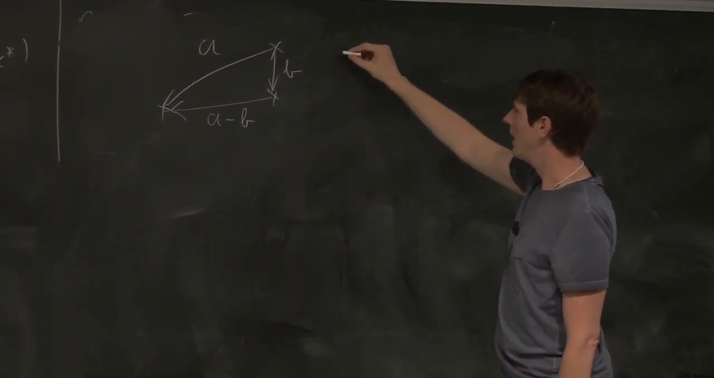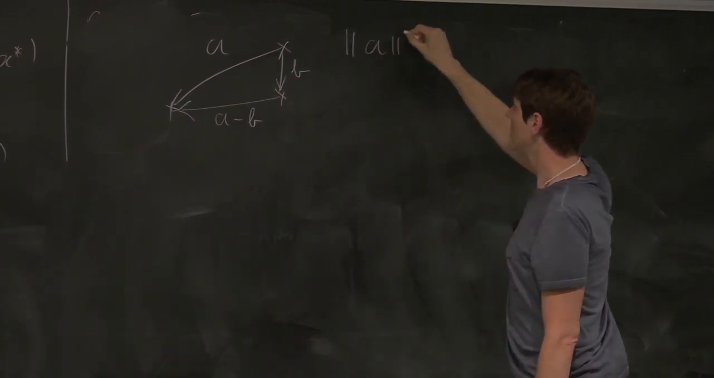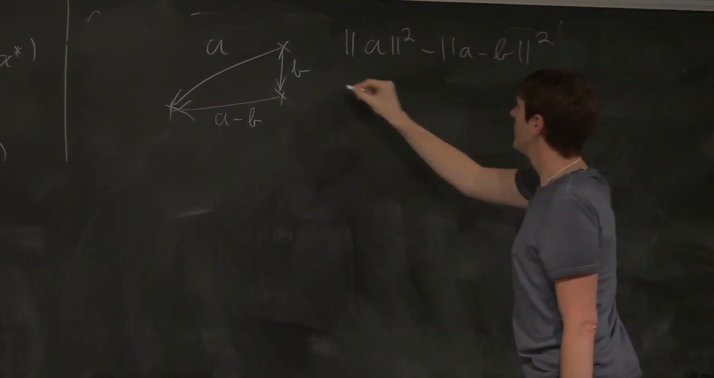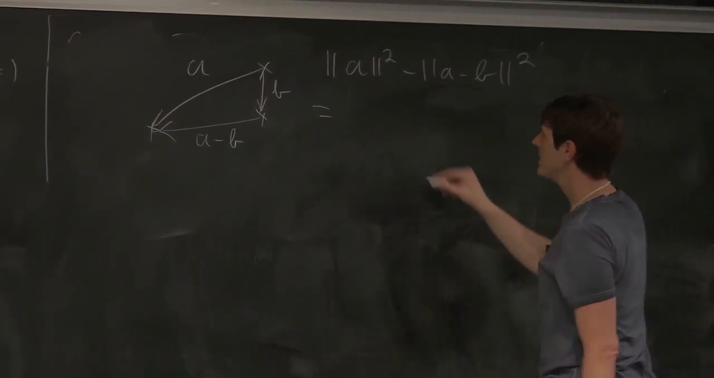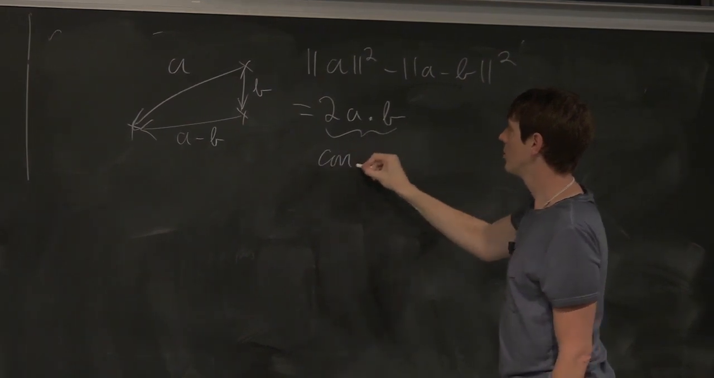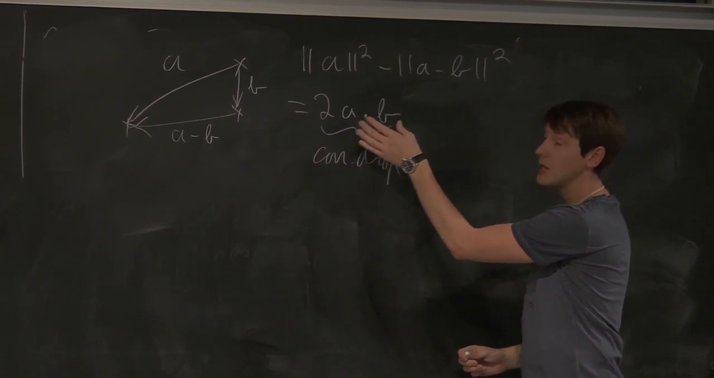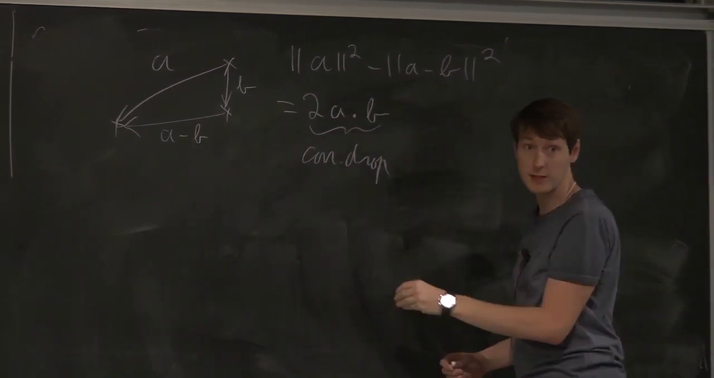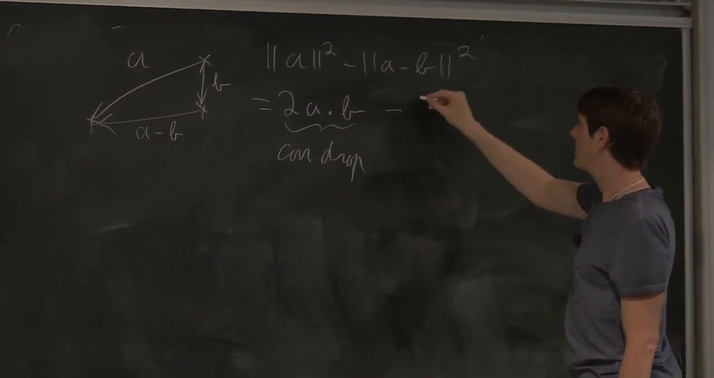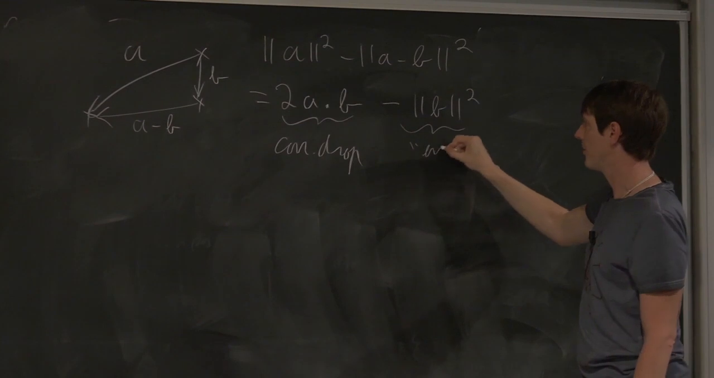Okay, good. So what do I want to know? I want to know how does the potential shrink. So I want to know the norm of A squared minus the norm of A minus B squared. What is this? Well, there is twice the inner product, A dot B. So this is the correlation drop. If A and B are positively correlated, then this distance shrinks by that amount. And then I have a remainder term, which is minus the norm of B squared. So this is some kind of error term.